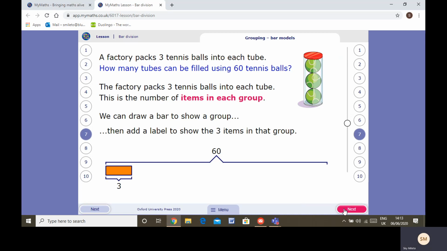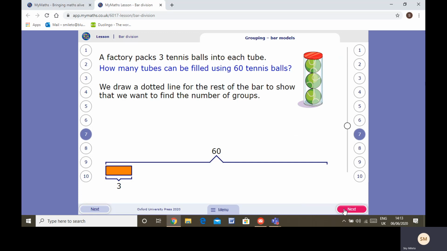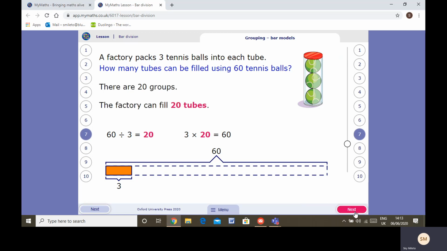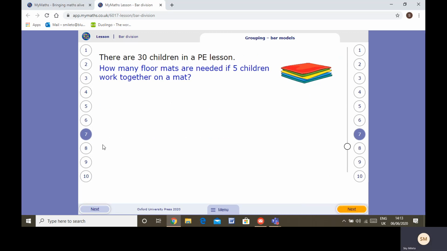We know there are 60 balls. We know we can split it into groups of 3, so we want to know how many groups there are. So we can do 60 divided by 3. Now we know 3 times 20, 20, 40, 60 would be equal. So therefore we can have 20 groups of 3. Okay, we're not going to go through that one.